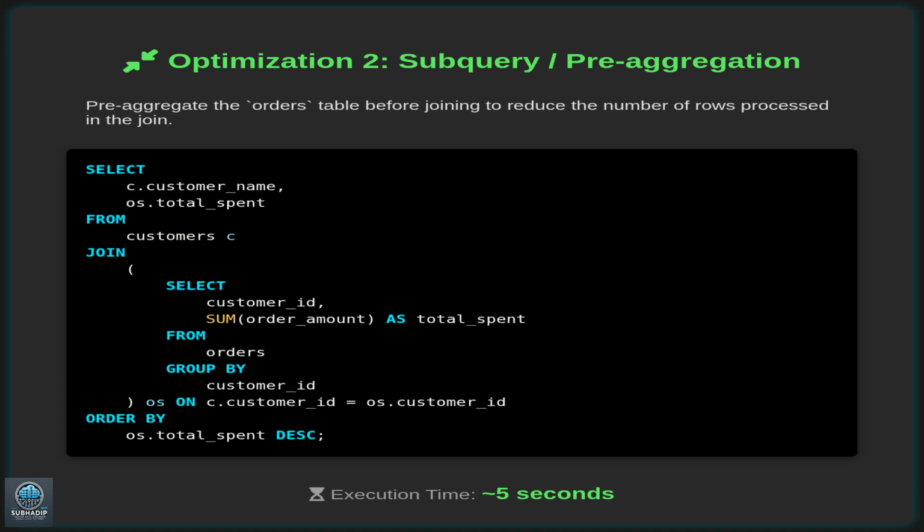Our second optimization technique involves using a subquery for pre-aggregation. Instead of joining two large tables and then aggregating, we first aggregate the orders table by customer ID in a subquery. This reduces the number of rows significantly before the main join operation, making the join much faster. With this optimized query, the execution time is further reduced to approximately 5 seconds. This approach is highly effective when dealing with aggregates on large tables before joining with dimension tables.